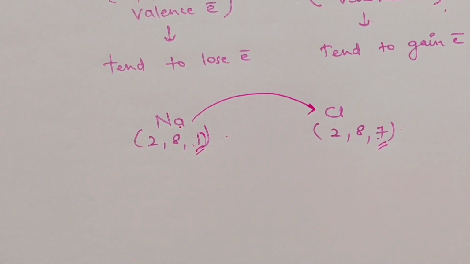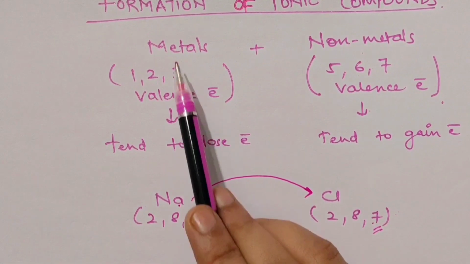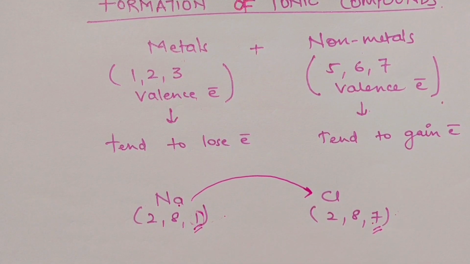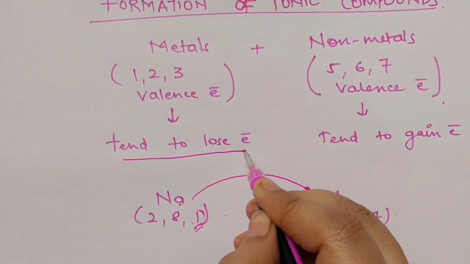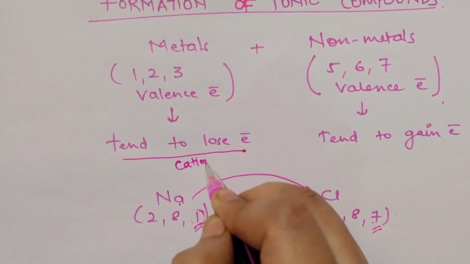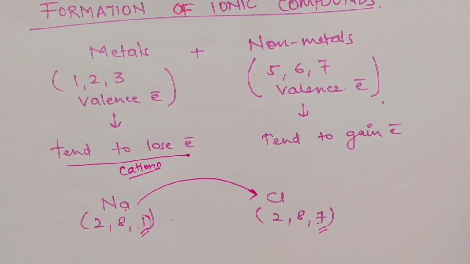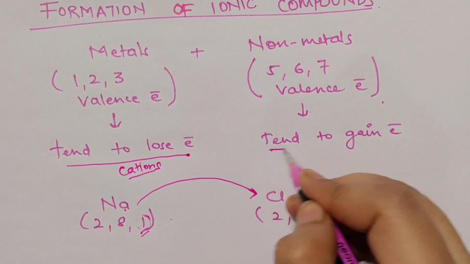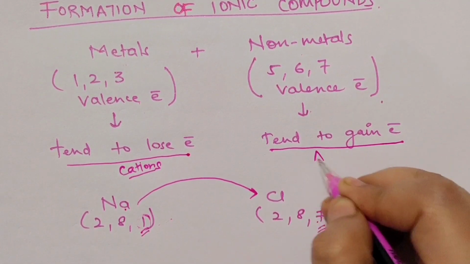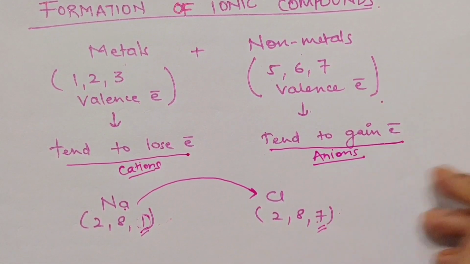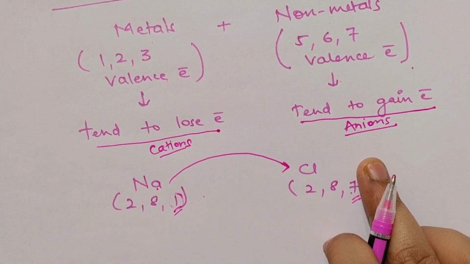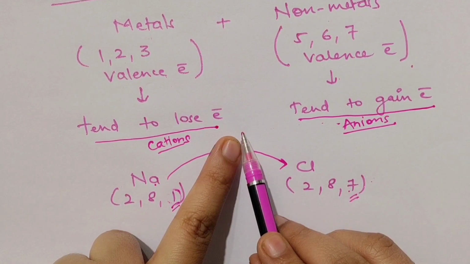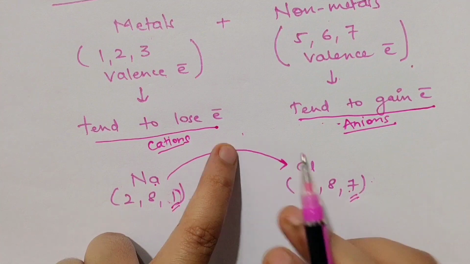If we were to define metals, metals are the ones which have 1, 2, or 3 valence electrons in their outermost shell, and they tend to lose electrons and form cations. Non-metals, on the other hand, have more valence electrons in their outermost shell, and they tend to gain electrons and form anions. When cations and anions are formed, we know that they have opposite charge and therefore they will attract each other, and they will form a compound.